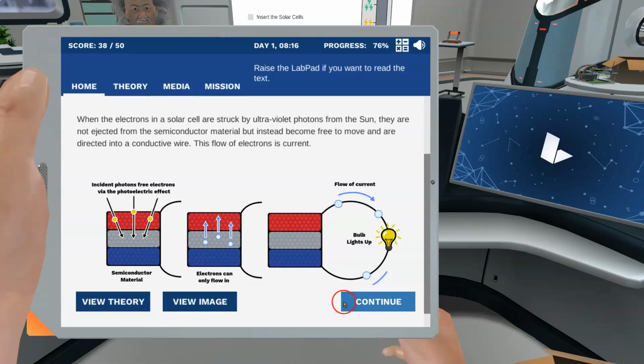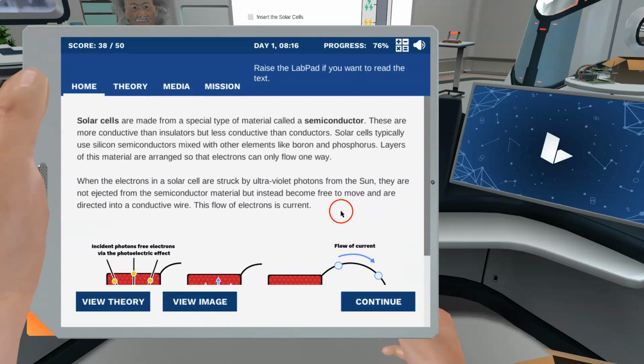Solar cells are made from a special type of material called a semiconductor. These are more conductive than insulators but less conductive than conductors. Solar cells typically use silicon semiconductors mixed with other elements like boron and phosphorus. Layers of this material are arranged so that electrons can only flow one way.